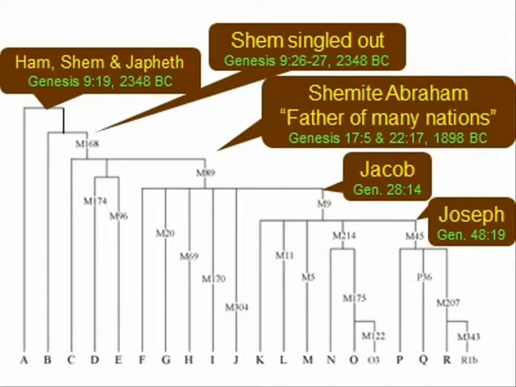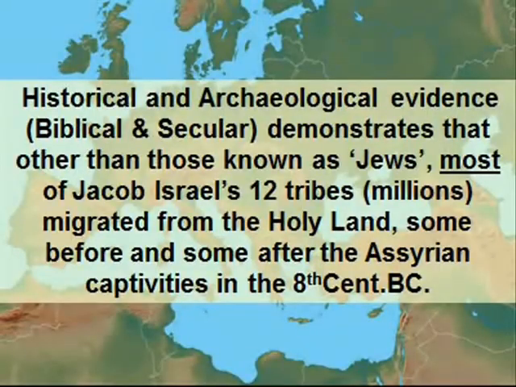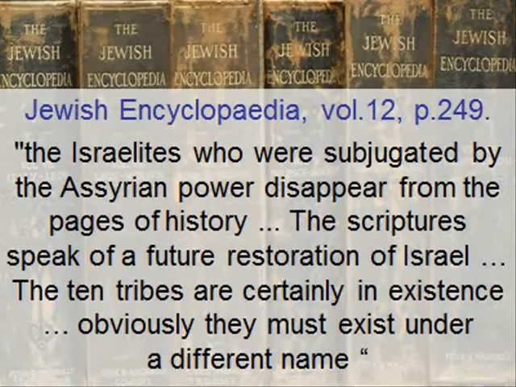Historical and archaeological evidence, both biblical and secular, demonstrates that other than those known as Jews, most of Jacob Israel's 12 tribes, which must have numbered millions, migrated from the Holy Land, some before and some after the Assyrian captivities in the 8th century BC. The Jewish Encyclopedia states that the Israelites who were subjugated by the Assyrian power disappear from the pages of history. The scriptures speak of a future restoration of Israel. The 10 tribes, it says, are certainly in existence. Obviously, they must exist under a different name. They're no longer known as Israelites.